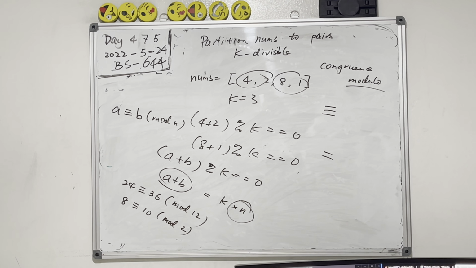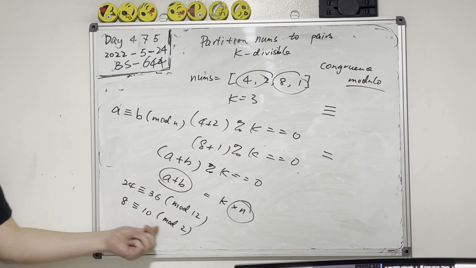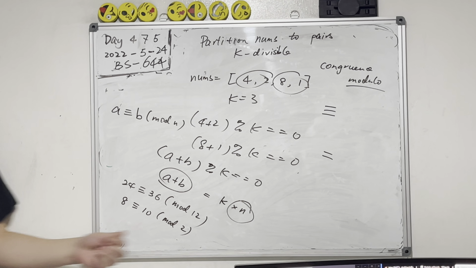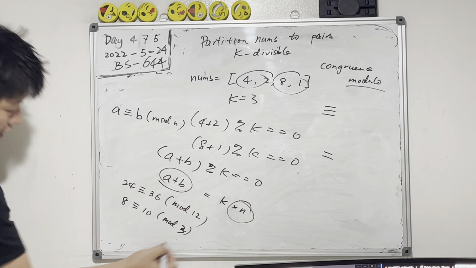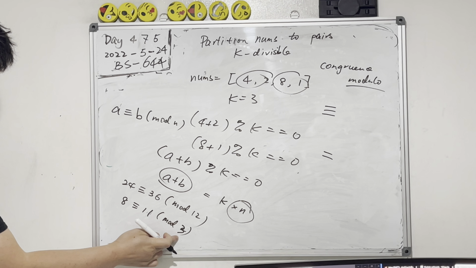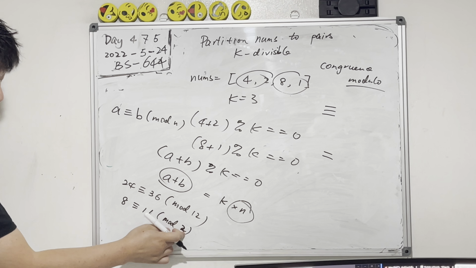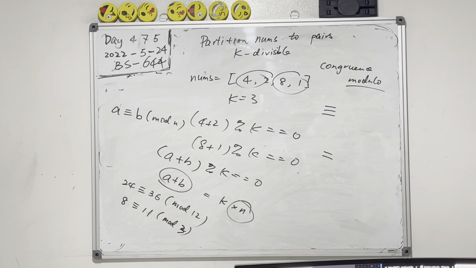8 is congruent to 10 modulus 2, right? Because they are both even numbers. 8 divided by 2 remains 0. 10 divided by 2 remains 0. How about modulus 3? 8 divided by 3 remains 2. 11 divided by 3 remains 2. Okay? So that's what the congruence modular is.